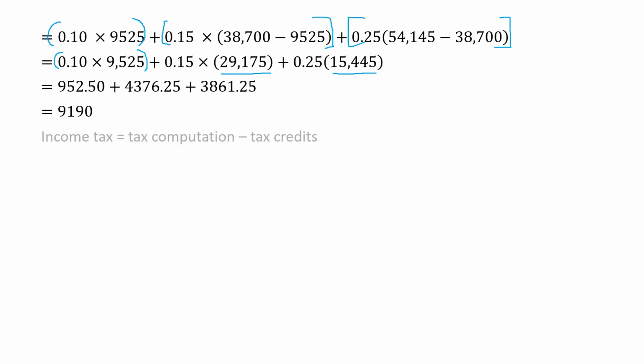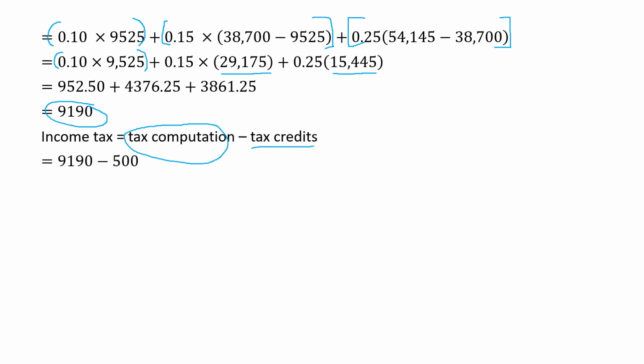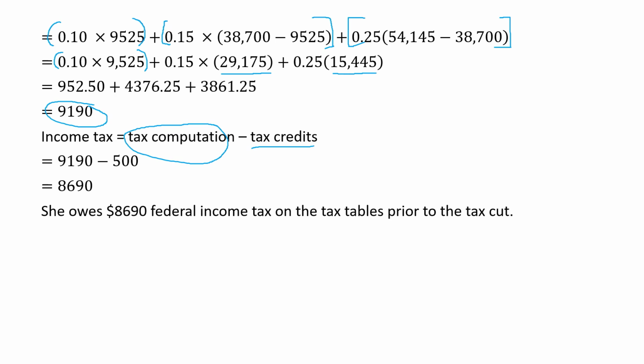$9,190. To get your income tax bill, we take the tax computation, which we just got to be $9,190, and subtract the tax credit, which would be $9,190 minus the $500 tax credit. The difference is $8,690. So she owes $8,690 in federal income tax on the tax tables prior to the tax cut.